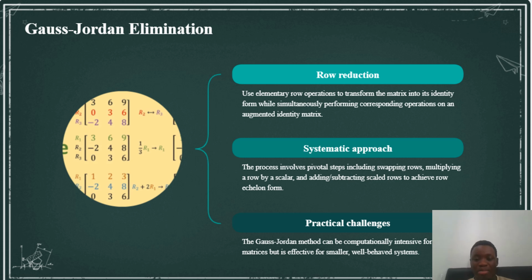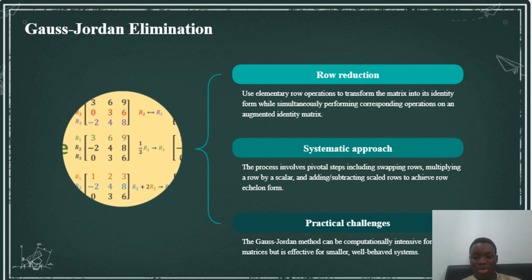Second step is systematic approach. The process involves pivotal steps including swapping rows, multiplying a row by a scalar, and adding or subtracting scaled rows to achieve row echelon form. That is systematic approach. Then practical challenges. The Gauss-Jordan method can be computationally intensive for larger matrices, but is effective for smaller, well-behaved systems.